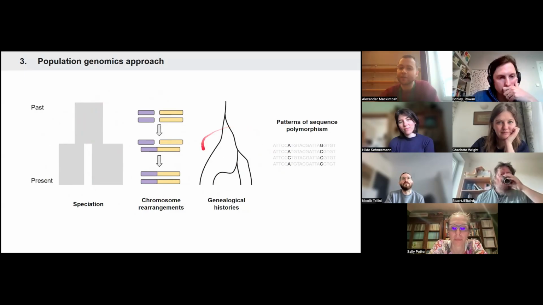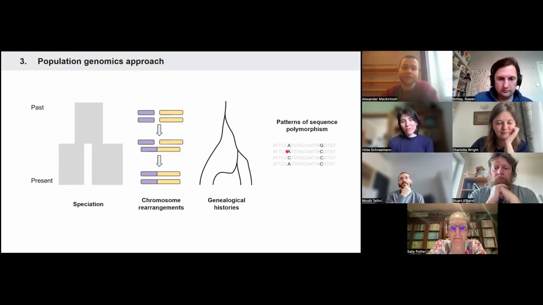And although we can't really directly work with genealogies, I'll show in this talk that we can use patterns of sequence polymorphism from genome sequence data instead. Maybe this is a little bit unclear at the moment, but hopefully by the end of the talk, you'll see what I mean about using genealogies, or at least genealogical thinking, to understand this process and how there's information in this data.